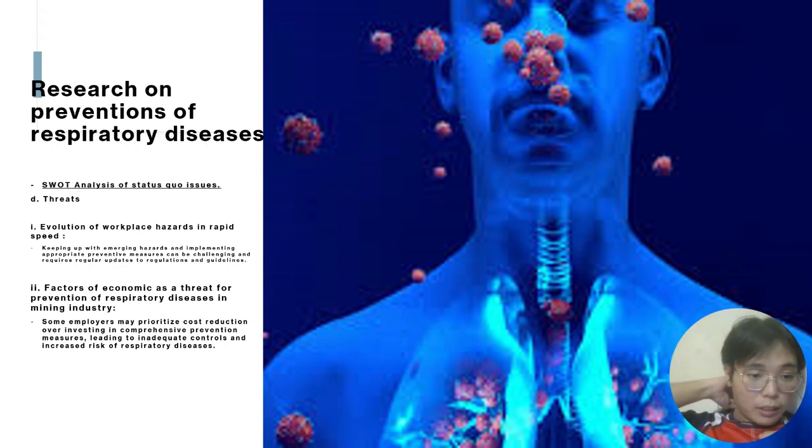So some employers may prioritize cost reductions. This may eventually lead to bigger problems, as it also increases the risk of respiratory diseases, because cheap equipment may not function well or as expected. So it eventually brings back the problem where respiratory diseases still exist.